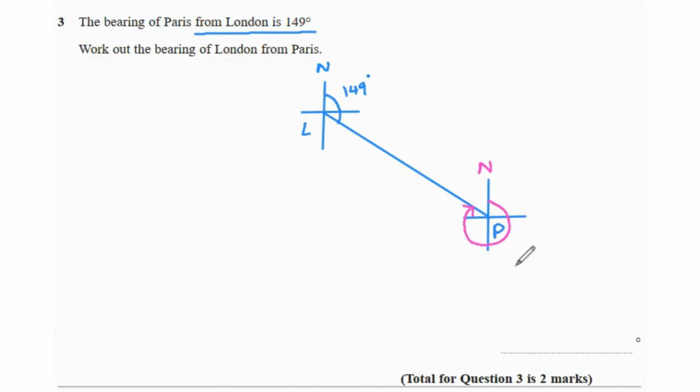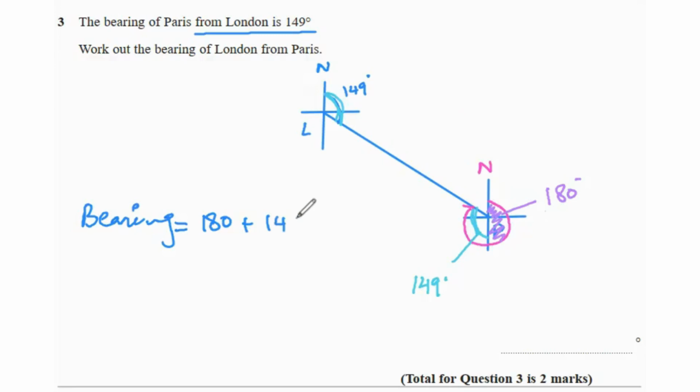So if two lines are parallel, next thing you need to remember is that in parallel lines, alternate angles are equal. This angle is alternate to this angle. So this is also 149 degrees. So if this is 149 and this is also 149, and we know half a circle is 180 degrees. So this is 180. So your bearing of London from Paris is going to be 180 degrees plus 149 degrees, which gives us 329 degrees. That's your answer.